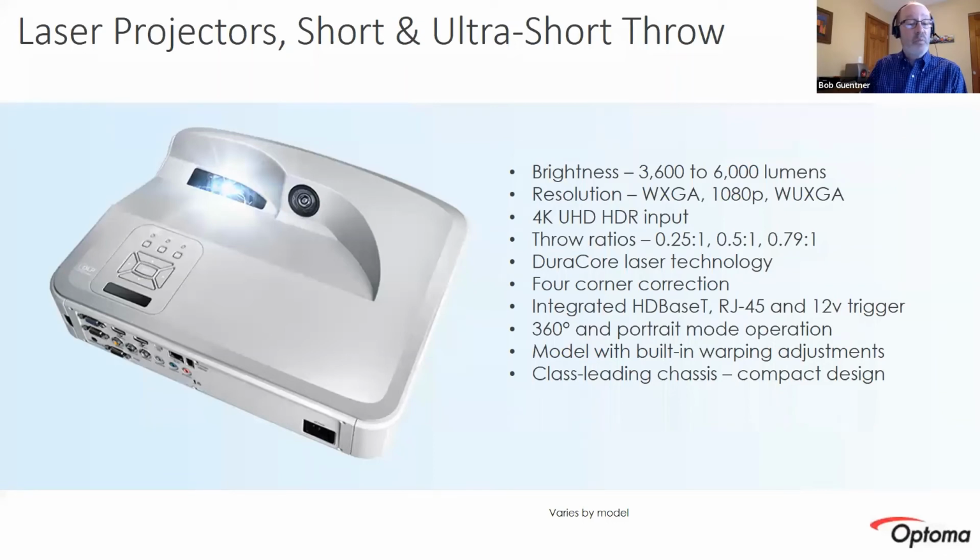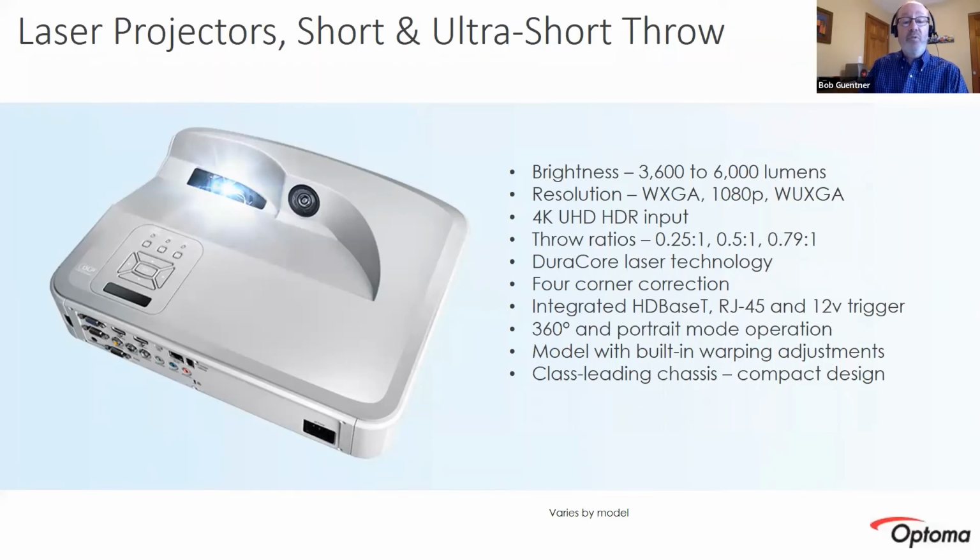Looking at some of the other products that we offer, Optoma sells 9 laser projectors with either short throw or ultra short throw lenses. These projectors range in brightness from 3,600 lumens to 6,000 lumens. And we offer wide XGA, 1080p, and wide UXGA models. We also have 2 models that are 4K resolution, ultra short throw models, for high-end home theater. These are our Optoma Cinema X series projectors.